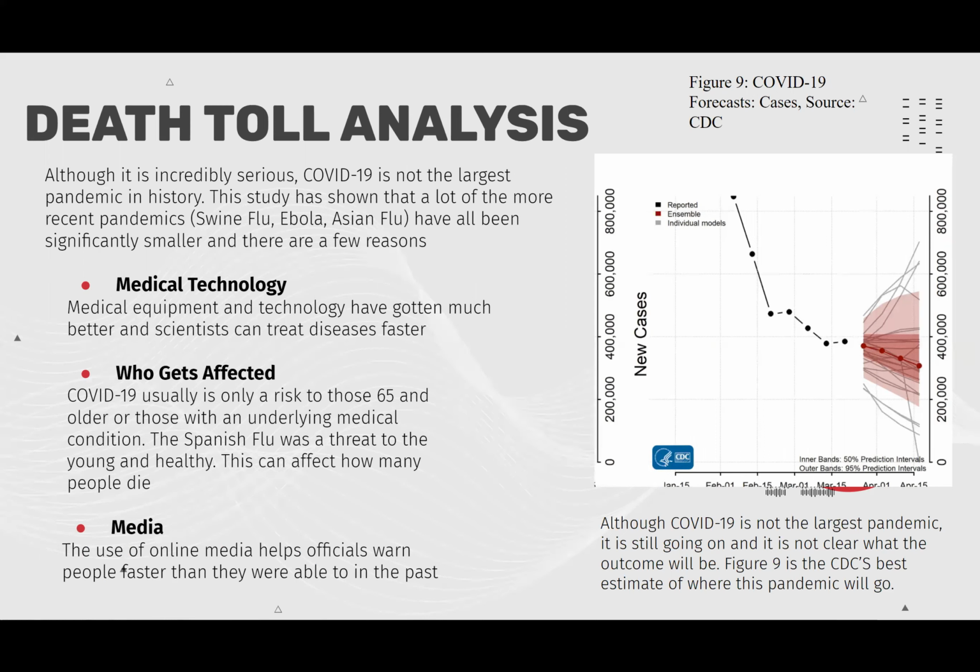And the third reason is the media. The use of online media helps officials warn the people faster than they were able to in the past. Although COVID-19 is not the largest pandemic, it is still going on and it is not clear what the outcome will be. Figure 9 is the CDC's best estimate of where this pandemic will go.